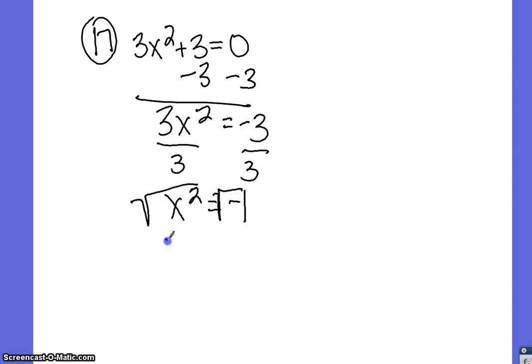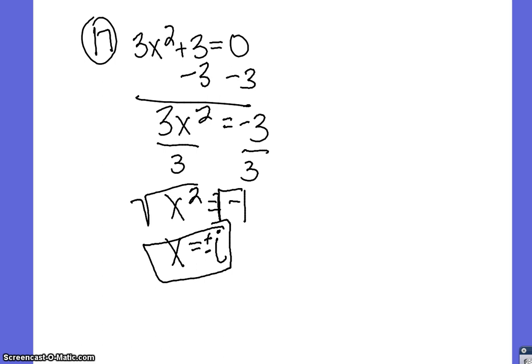Now when I square root a negative, what do I have to take out? That's right, an i. Now remember, your definition is that i is actually equal to the square root of a negative 1. Now remember, when we square root, we must put that we have a plus and a minus for our answer. So my answer for number 17 would be that x is equal to plus or minus the letter i. Okay, so you're going to use that example to answer the second section.